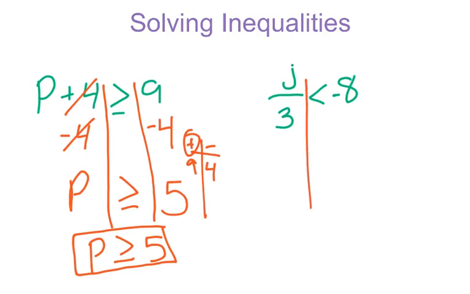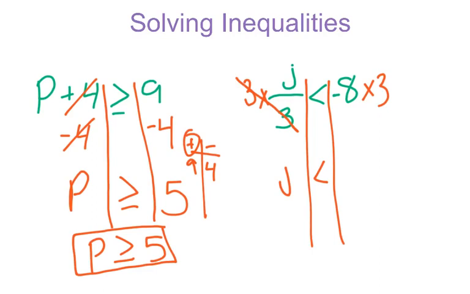Here I separate out my inequality symbol. I see that j is being divided by 3. The opposite of dividing by 3 is multiplying by 3. 3 times j divided by 3 cancels out to 1j, keep my inequality symbol. I have to multiply times 3 on both sides. Negative 8 times 3 is negative 24. So here's my solution set for this inequality right here.